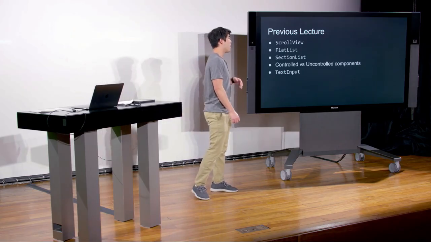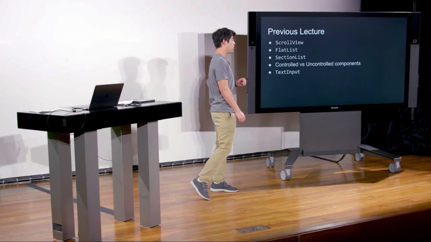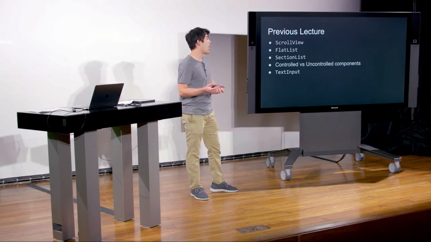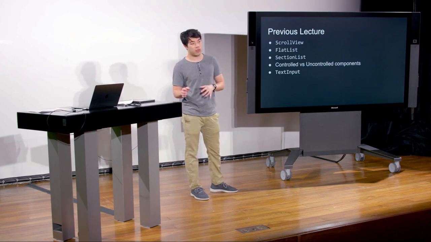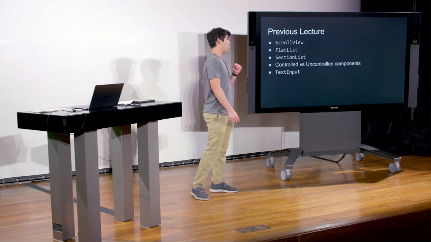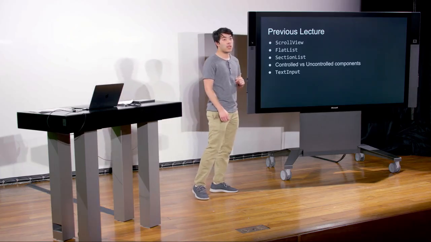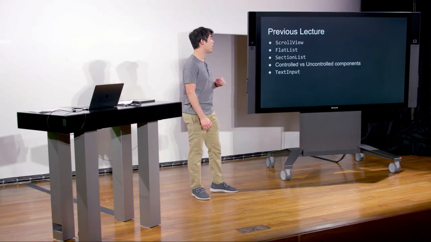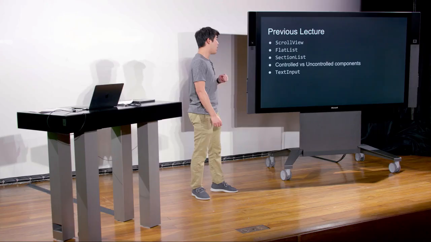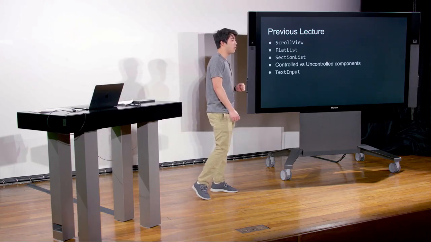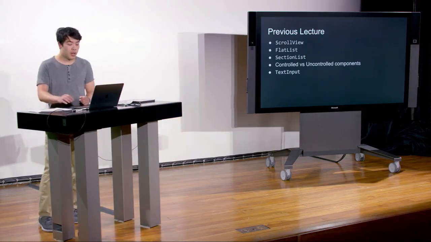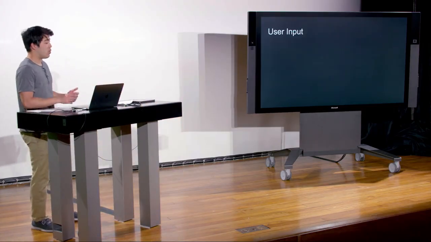We then started to talk about user input. We talked about the difference between controlled and uncontrolled components. Controlled components being those components that track state, and the source of truth for the input's values is on the component state itself. Whereas uncontrolled components are those where the DOM, or in the case of the browser itself, keeps track of those inputs' values. We then talked about text input for a little bit, which was the component used to accept user input. And first we'll talk about user input today.